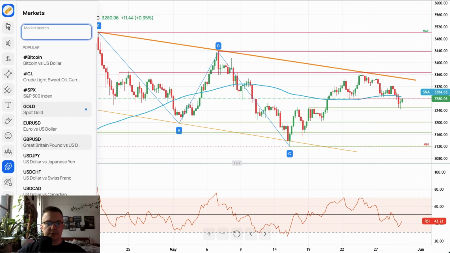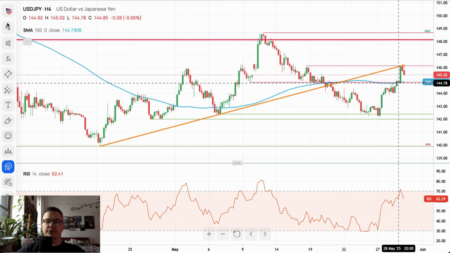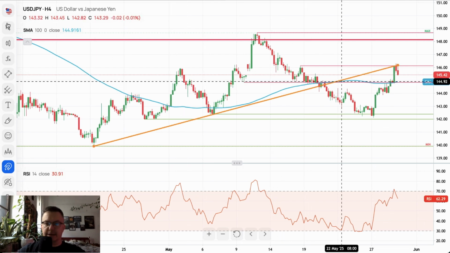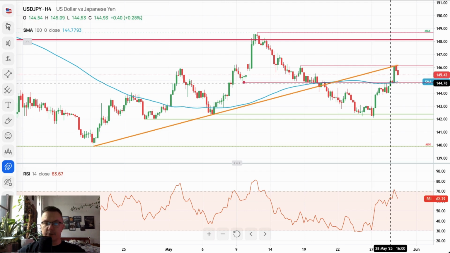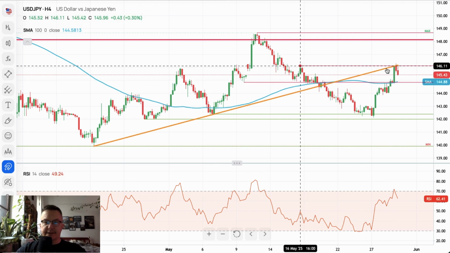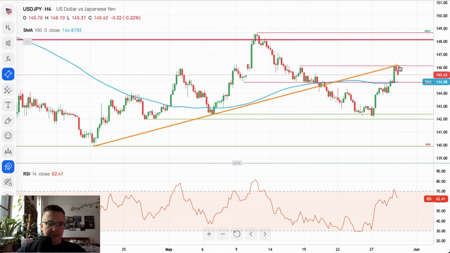And what else we should take a look at? US dollar to the Japanese yen. Why? Because we got the test of our trend line. We bounced from the extremely oversold market conditions up above the 100 periods moving average on a 4-hour time frame chart, and now we tested the technical resistance at 146.11, and there is of course the trend line resistance as well.